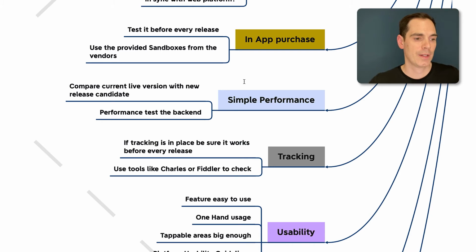You can do some simple performance tests. You can compare, for example, the current live version with the new release version. Have them hand in hand next to each other. Maybe you should have the exact same devices with the exact same hardware configuration, and then just do some performance checkups on the app itself. See if the scrolling is still smooth, the responsiveness is still there, and these kinds of things.